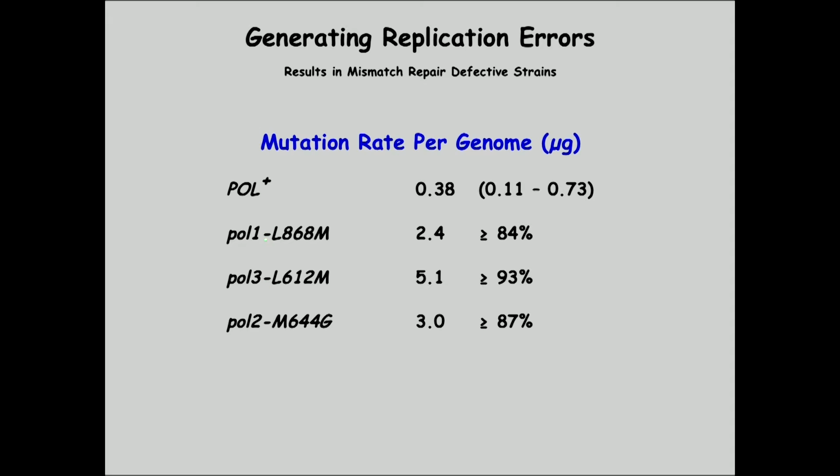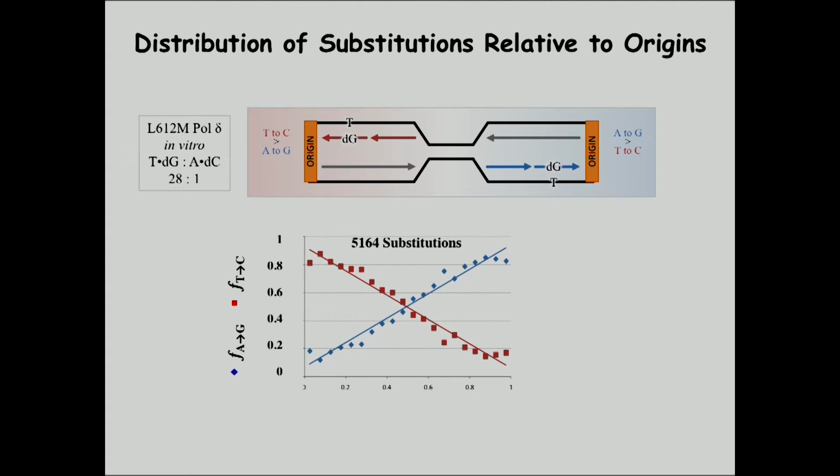And this is the results for the mutator alleles, which generate a lot more errors in the genome, in fact, this number. So let me just talk about this work first in mismatch repair defective strains. You can map where the mutations are across the genome, 5,164 base substitutions that were AT to GC transition mutations. And knowing that this derivative of pol delta puts errors, makes GT mismatches about 20-fold more often than it makes the reciprocal CA mismatch on this strand.